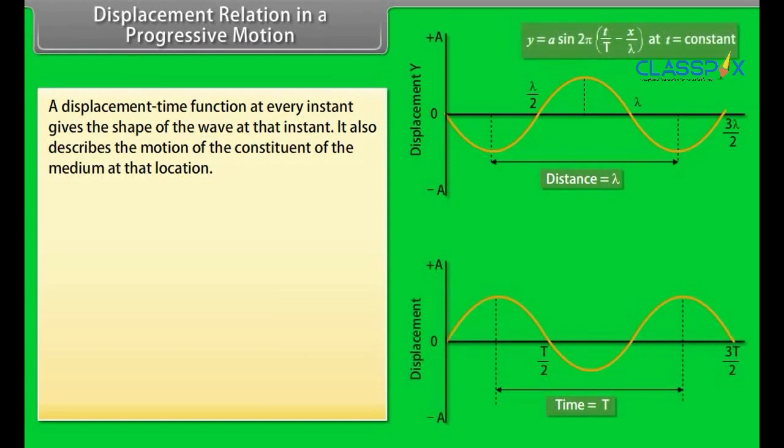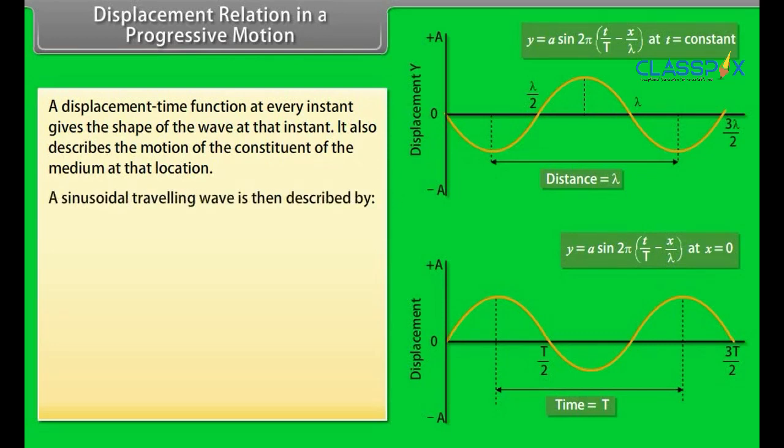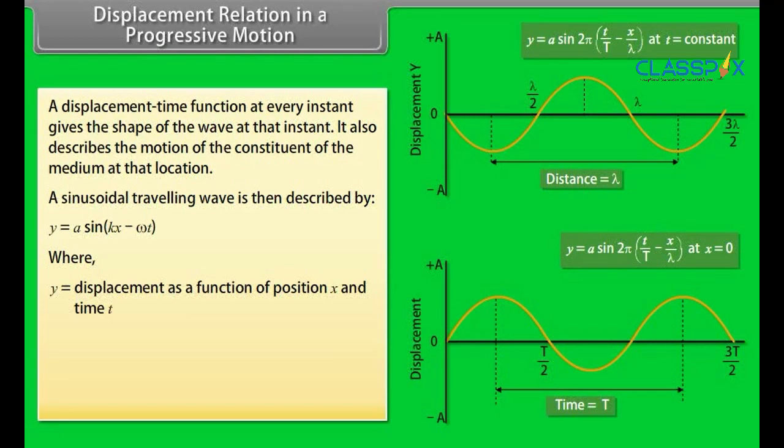Displacement relation in a progressive motion. A displacement time function at every instant gives the shape of the wave at that instant. It also describes the motion of the constituent of the medium at that location. A sinusoidal traveling wave is then described by y = A sin(kx − ωt), where y is equal to displacement as a function of position x and time t.